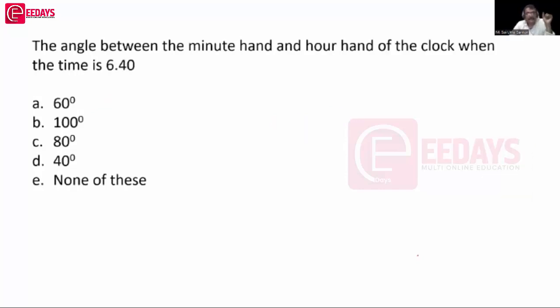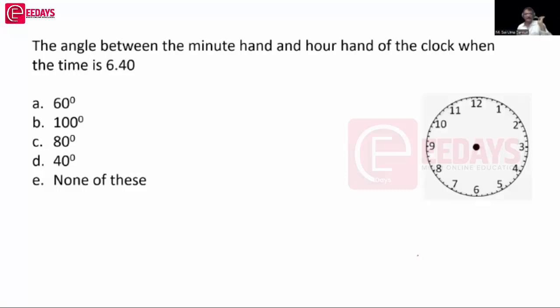Right. The angle between the minute hand and hour hand of a clock at 6:40. What we require is the angle between the minute hand and hour hand at 6:40. At 6:40, the minute hand shows exactly 8. And the hour hand shows in between 6 and 7. Now, we require the angle between these two hands of a clock. So, how to find this angle?